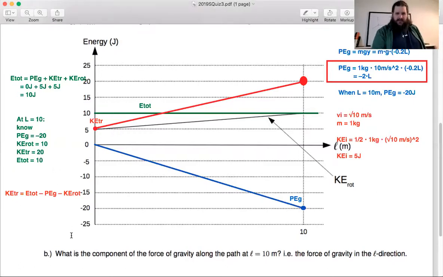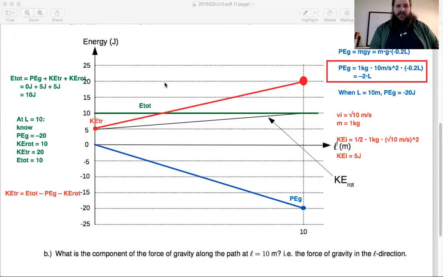And it looks like the one other question this is asking is, what's the force of gravity along the path at L equals 10. Well, if we have a potential energy graph, how do we calculate force based on that? Yeah, the potential energy slope tells you what the force is. The force is specifically the negative slope of potential energy, the negative derivative of potential energy. So if we can find the derivative of potential energy, that tells us how strong the force is, and the force is in the opposite direction.